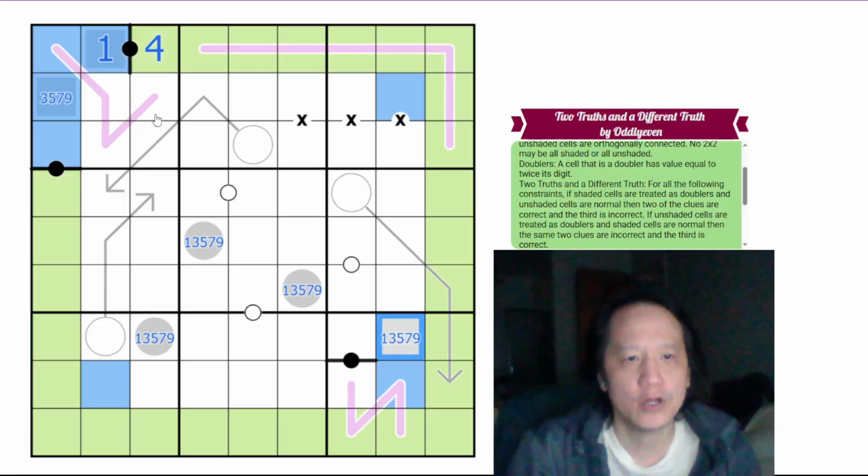If this were blue, then all 3 of them would be even, and that's not possible, so this must be green. That forces this to be blue here because the 2x2 area is all unshaded so far. And that's why we have these corners of blue. This must be a corner of green here.